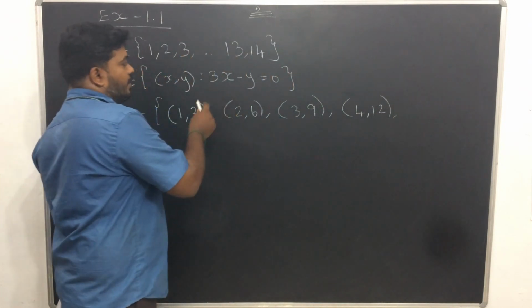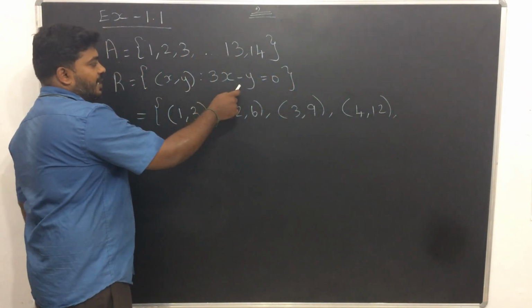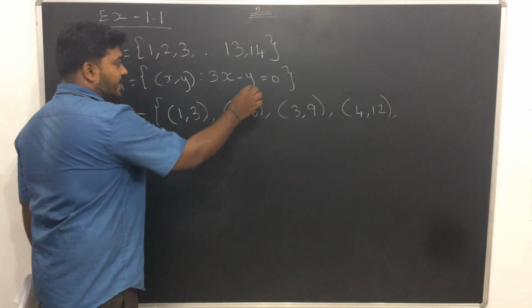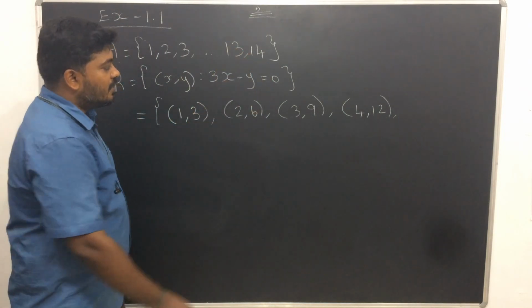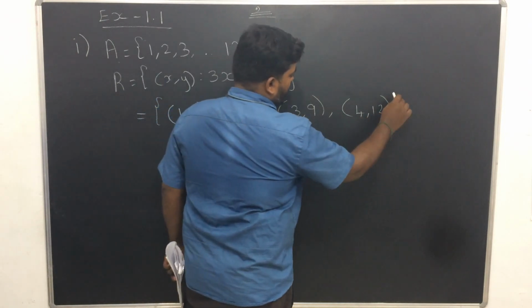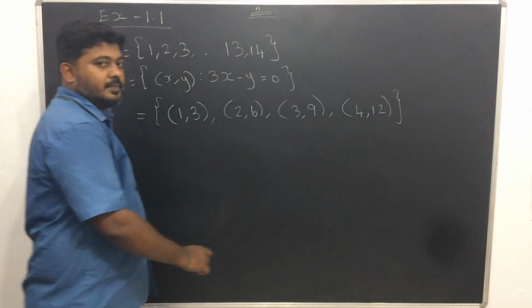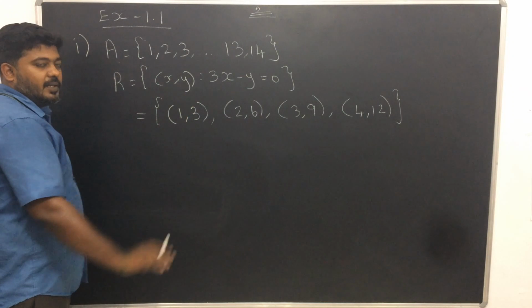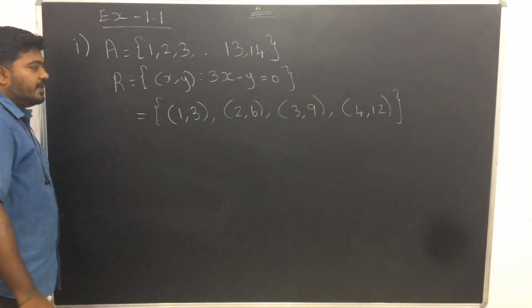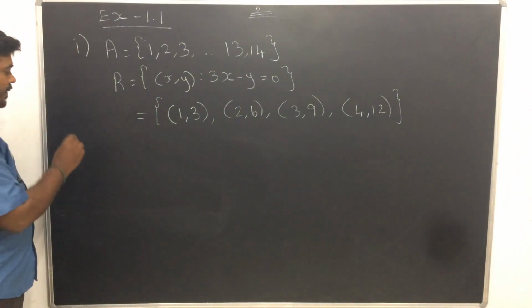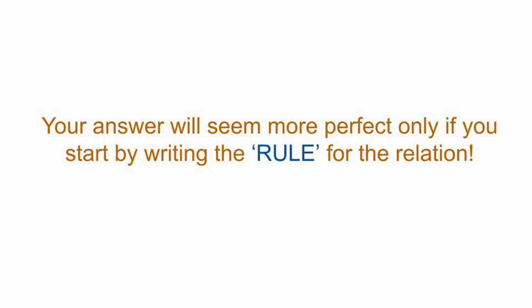If x is 5, what happens? 5 3s are 15, 15 minus 15 will be equal to 0, but 15 is not there in set A, so we stop right here. There are no more values for R. Now we have found the values of R. Let's start with checking for reflexive.